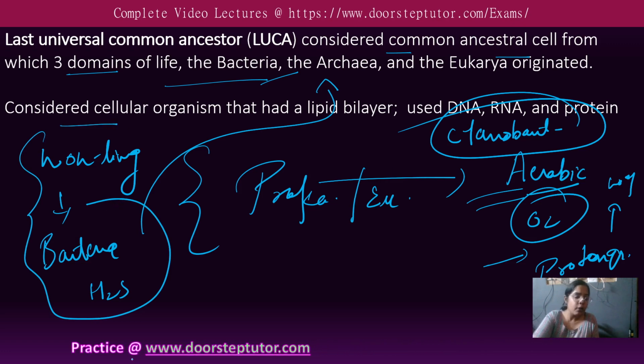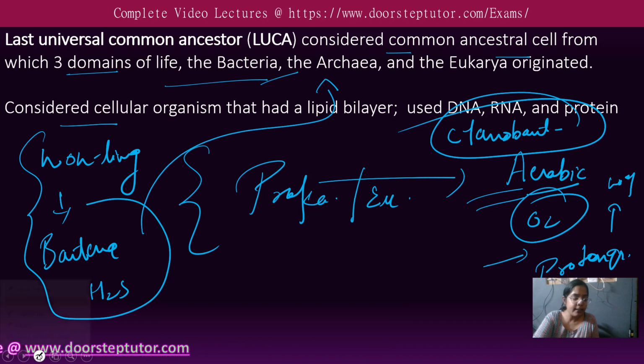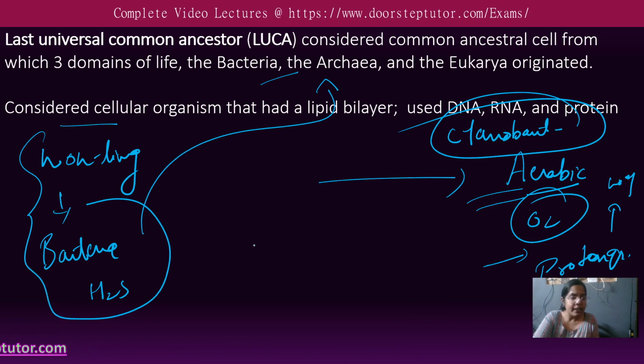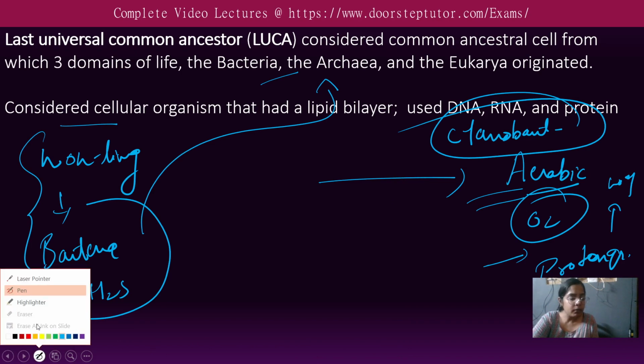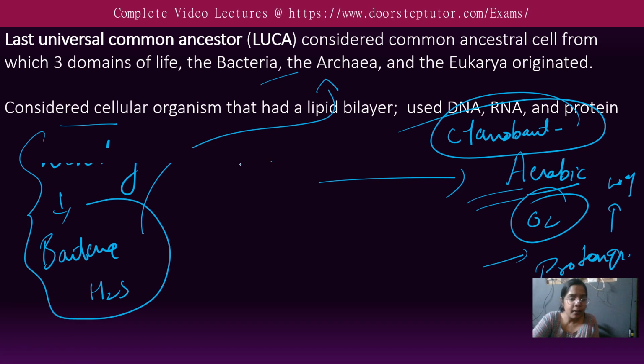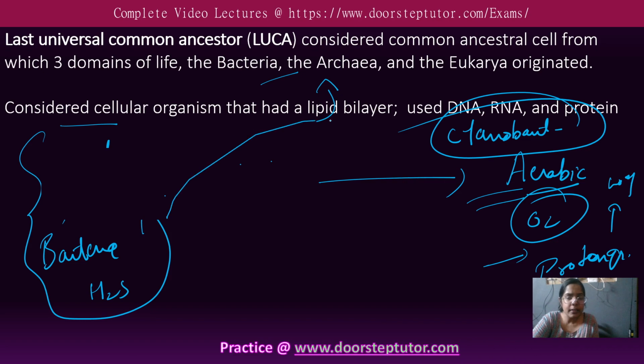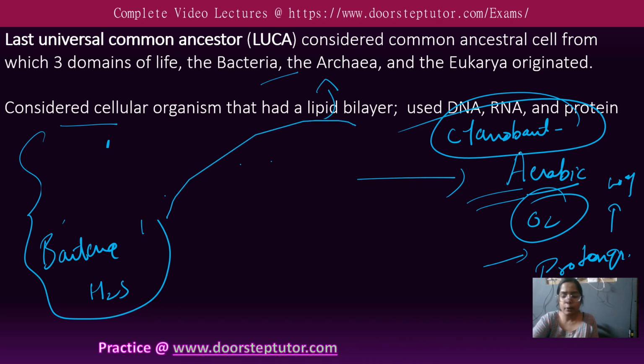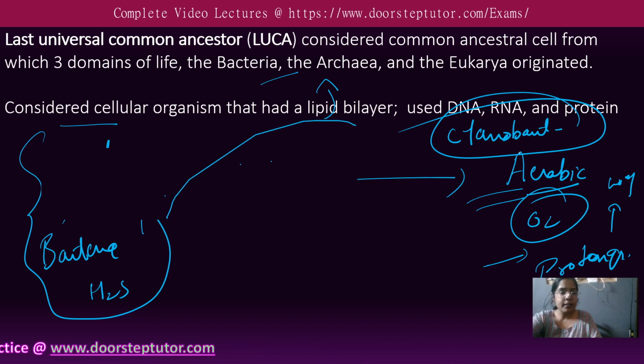Consider the cellular organism. So that had a lipid bilayer. So what kind of lipid bilayer are they talking about? It is very, very important to understand what type of lipid bilayer is there, right? If we are talking about the lipid bilayer, we need to understand what things are going to be performed in the cyanobacteria, right? So let us discuss the same.